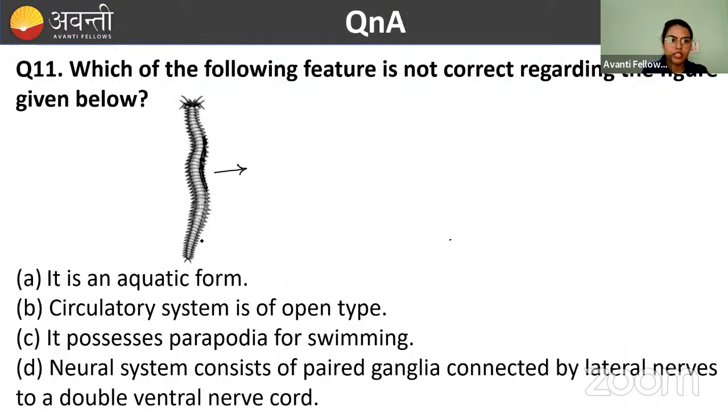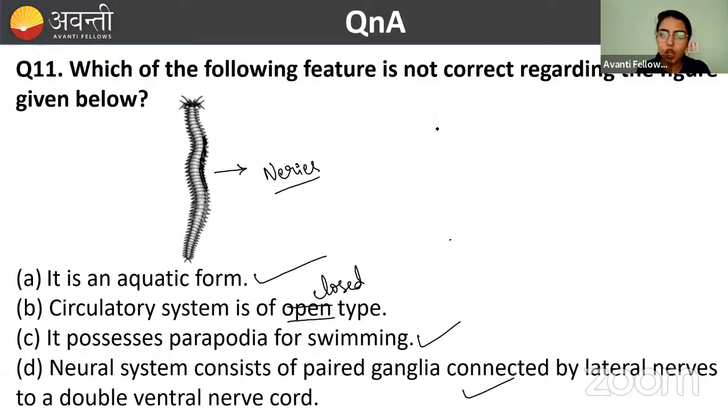So this is Nereis, which belongs to phylum Annelida. It is aquatic, yes. Circulatory system is open type? No, this is closed type. It possesses parapodia for swimming. Yes, true. Neural system consists of paired ganglia connected, true. So three options are correct, but you have to choose the one that is not correct.